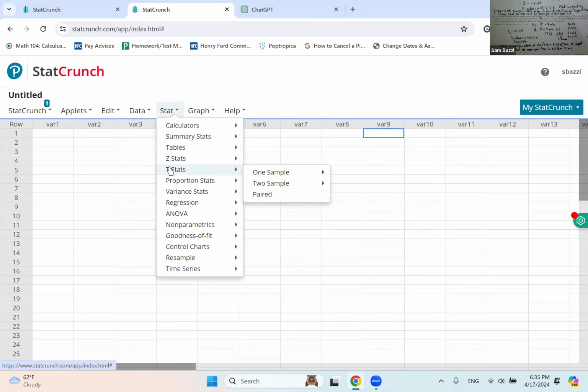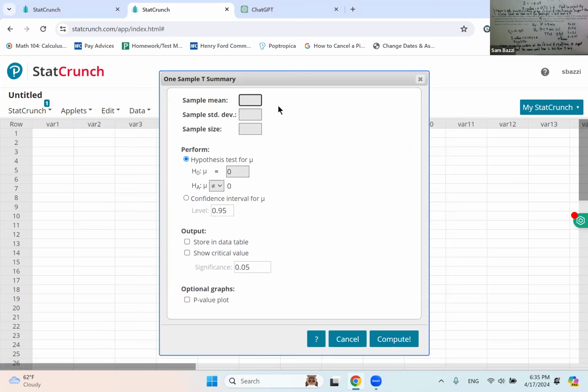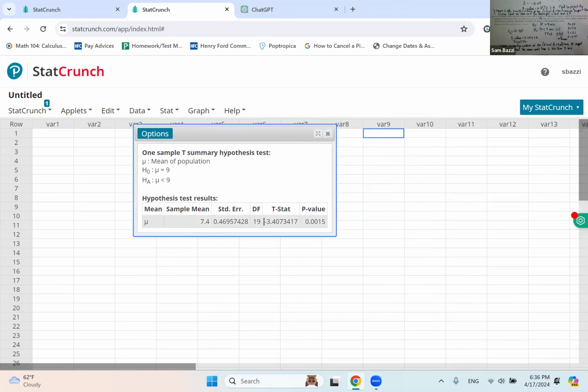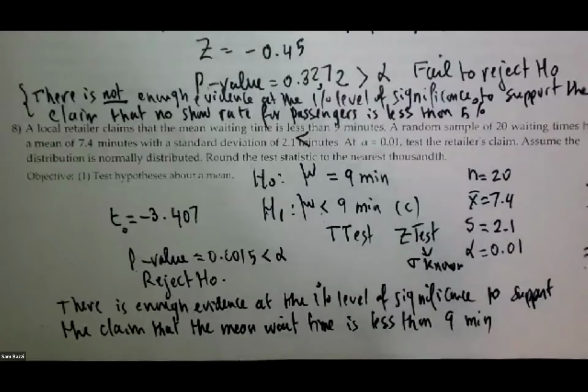So it's T stat. You go to T stat, one sample with summary, and then put the sample mean, which is 7.4. Sample standard deviation, what was it in the question? 2.1. Sample size, how many in the sample? 20. We're testing against the number 9, and we need to test that the mean is less than 9. Compute. And look, guys, this is what we got. That's exactly what I got, negative 3.407. And look at the p-value, 0.0015. Less than alpha. Next question.